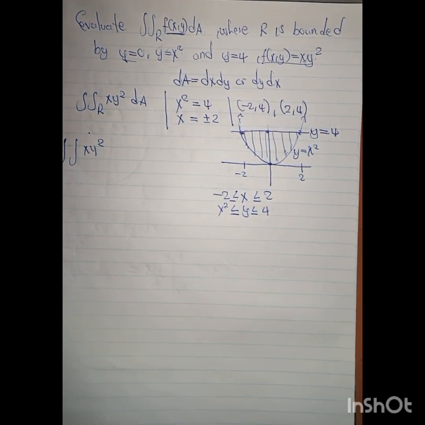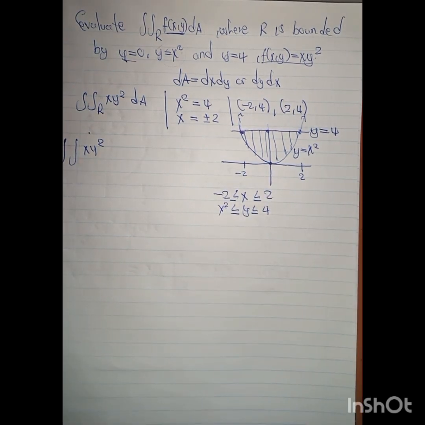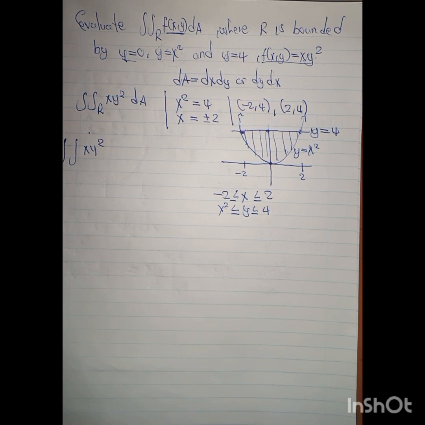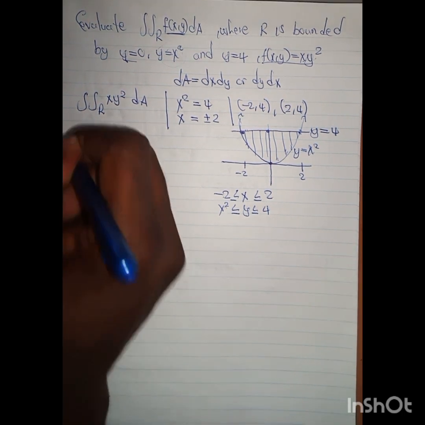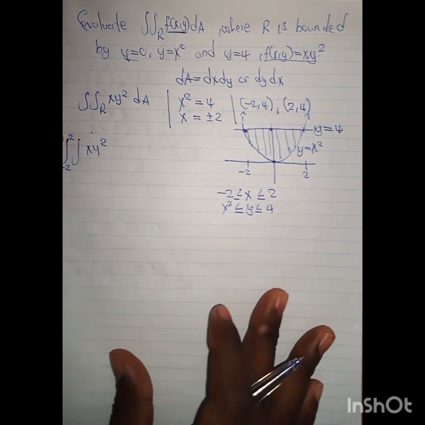Now we have the limits. So let us try to fit the limits into the double integrals. We have minus 2 and 2, which are numerical values. Numerical values, always try to put them in the outside integral. So we have minus 2 and 2. This will make our life easier when integrating this problem.